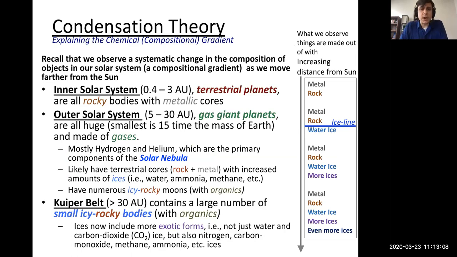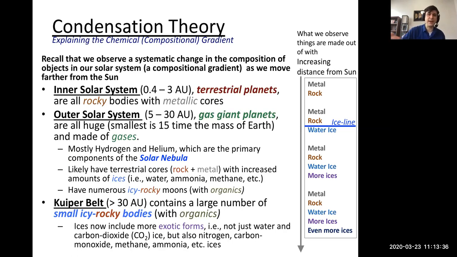So the compositional gradient: in the inner solar system, we have the terrestrial planets that are made out of rock and metal. So we better create building blocks, solid dust grains, solid particles that are only metal and rock. Then as we move further out, we go into the asteroid belt. As we move to the outer regions of where the asteroid belt was forming, we better be able to add in some organics to explain the C-type asteroids.